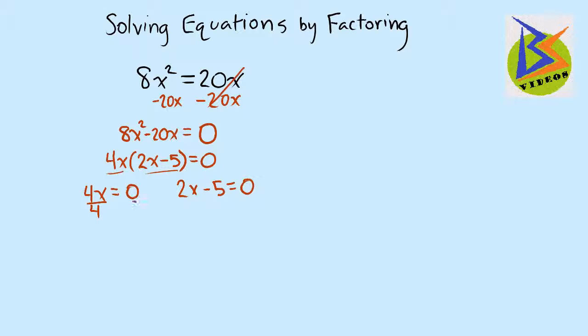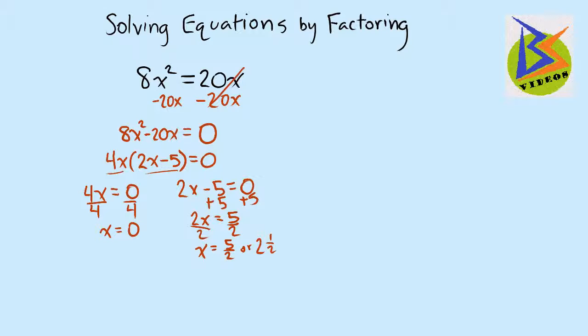We're going to start on this first one by dividing both sides by 4. x equals 0 divided by 4, which is 0. And in this one, we're going to add 5 to both sides. You get that 2x equals 5. Now we need to divide by 2. And so x equals 5 halves, or you could say it's 2 1/2.